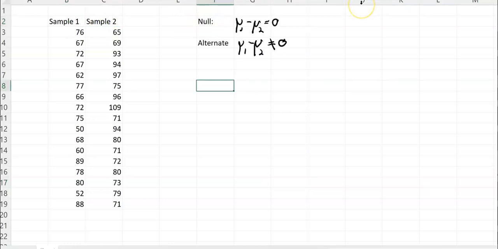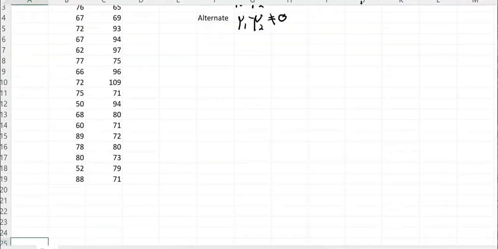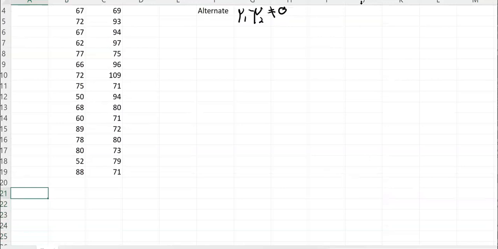Let's say we have these two samples and we want to test whether they're equal or not. So my null and alternate are mu1 minus mu2 equals 0, and mu1 minus mu2 is not equal to 0. So let us find the sample. We collected our sample, so let's find the mean and standard deviation. Actually, we can just find the variance, and we know we need our n.